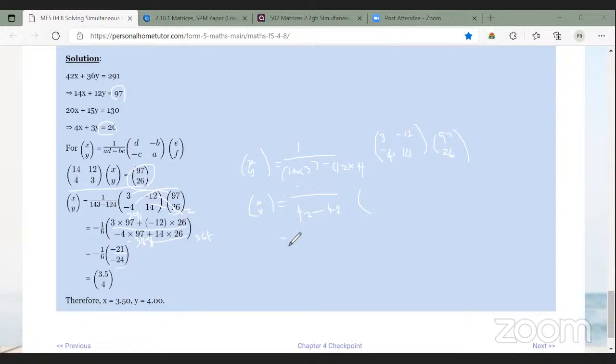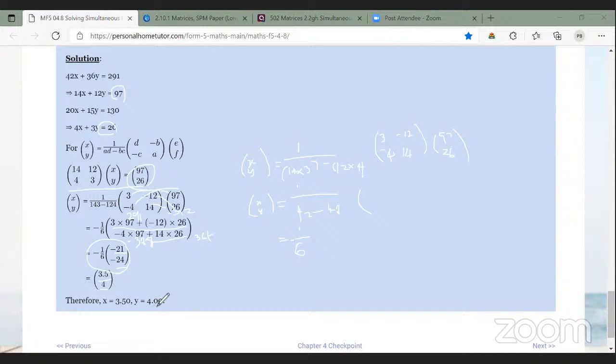So here we also got negative 1 over 6, sorry, from the 1 over 42 minus 48. So you can see here, this is what you should get. And then you times in the negative 1 over 6 with the negative 21 and negative 24. So negative 1 over 6 times negative 21, you'll get 3.5. And negative 1 over 6 times negative 24, you'll get 4. So therefore, you'll get your x would be equals to 3.5, and your y would be 4.